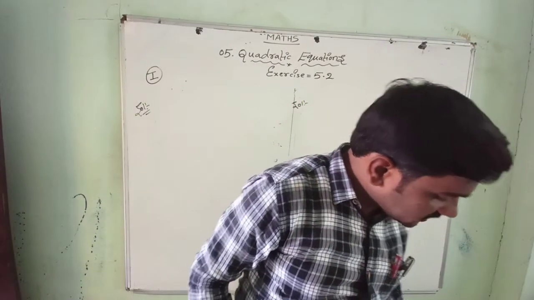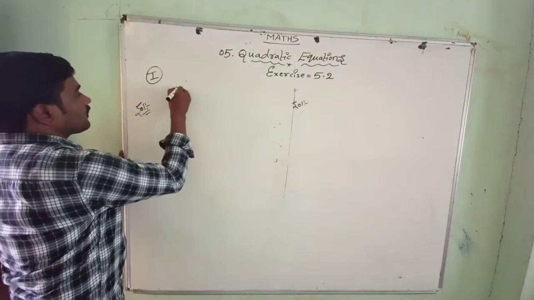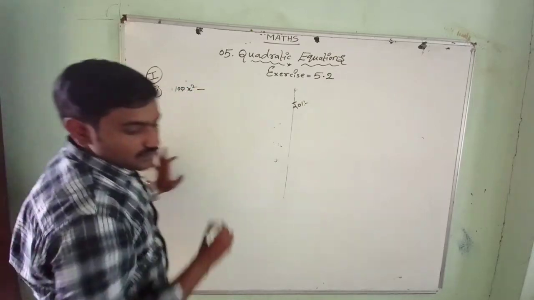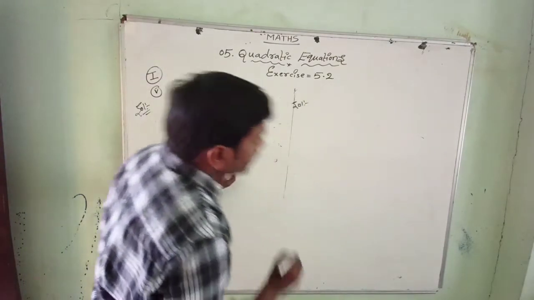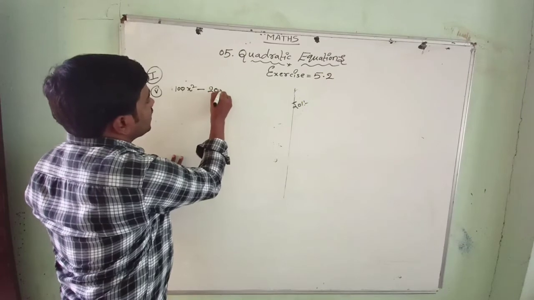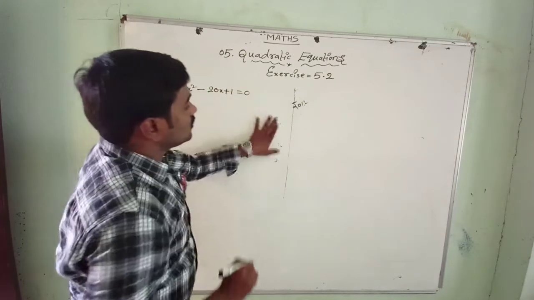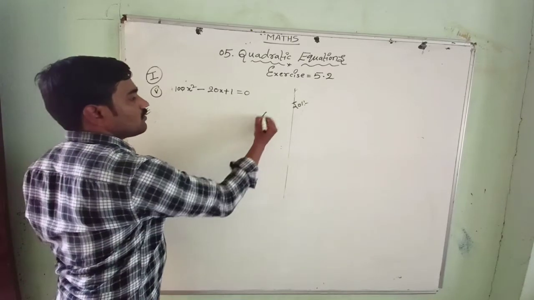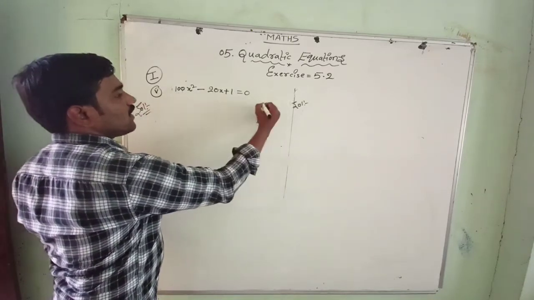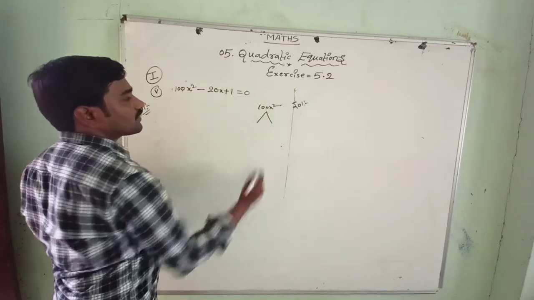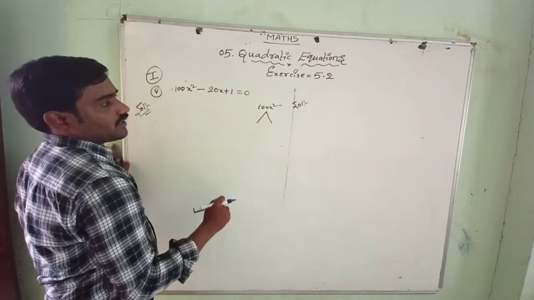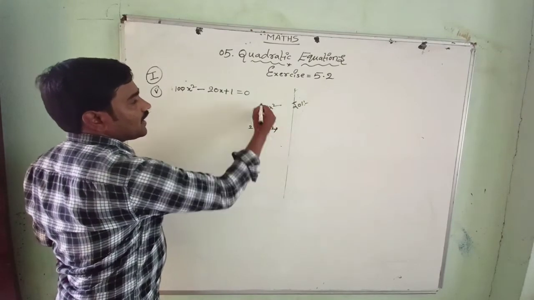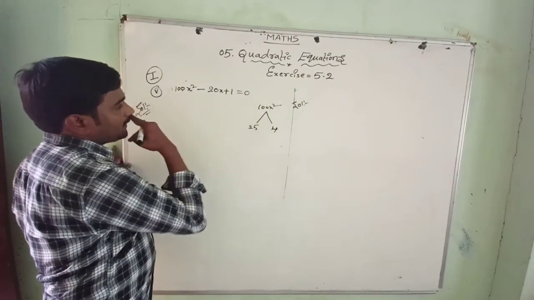Let us see, question number 5 is 100x square minus 20x plus 1 equal to 0. So let us see what common factor we can take out and how we can factorize this. Simple now. First 100x square into 1, that is 100x square. 100 can be written as, can you tell me? Here 25 4s are 100.